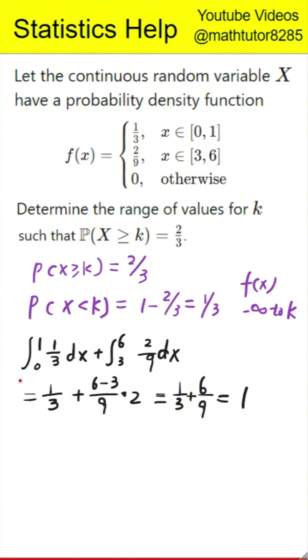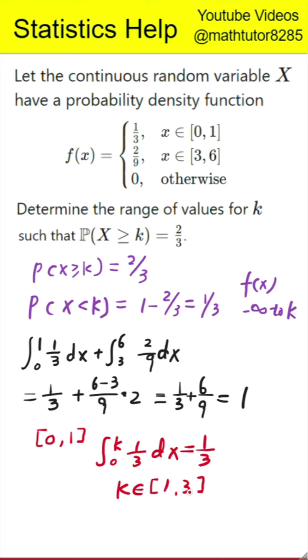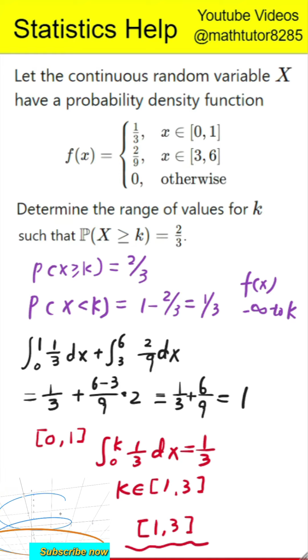Next step is to solve the equation. To find where the accumulated area equals 1/3, we only need to go from 0 up to some point inside the first interval, or possibly into the gap between 1 and 3. Now, from 0 to 1, the area already reaches 1/3. And since the density is 0 from 1 to 3, moving further into that gap does not increase the area at all. Therefore, any value of k between 1 and 3 will still give a total probability of 1/3 when integrating from the left. So, the set of all such k is the interval from 1 to 3, inclusive. This is the final answer.